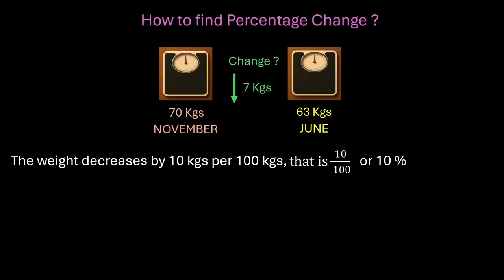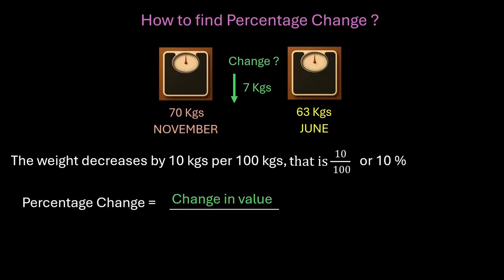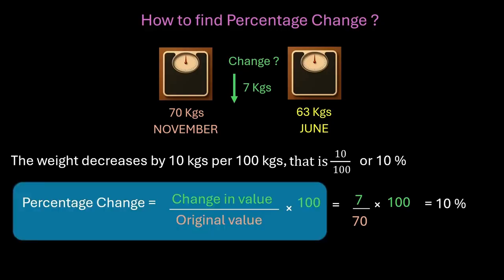Now, we do not need to do this unitary method every time. We have a quick formula to find out the percentage change, which of course follows the same logic. So, percentage change is actually equal to the change in value upon original value into 100. And that's what we did, right? We used change in value, which was 7, upon original value, which was 70, into 100. And this is equal to 10%. So, the formula for percentage change is equal to change in value upon original value into 100.